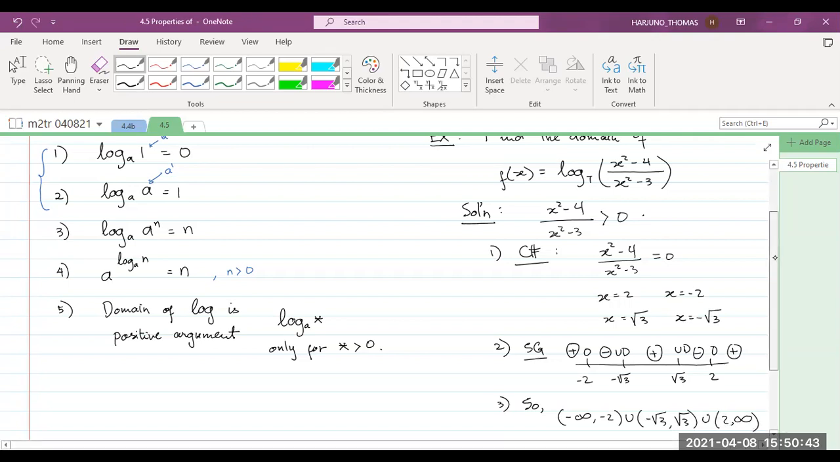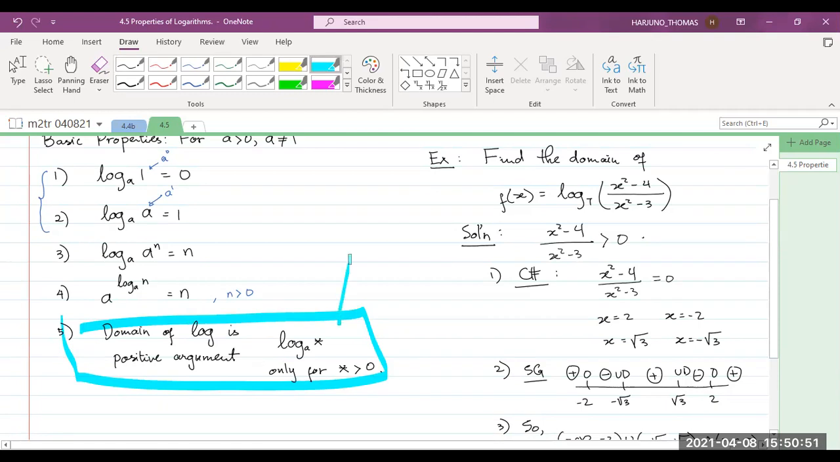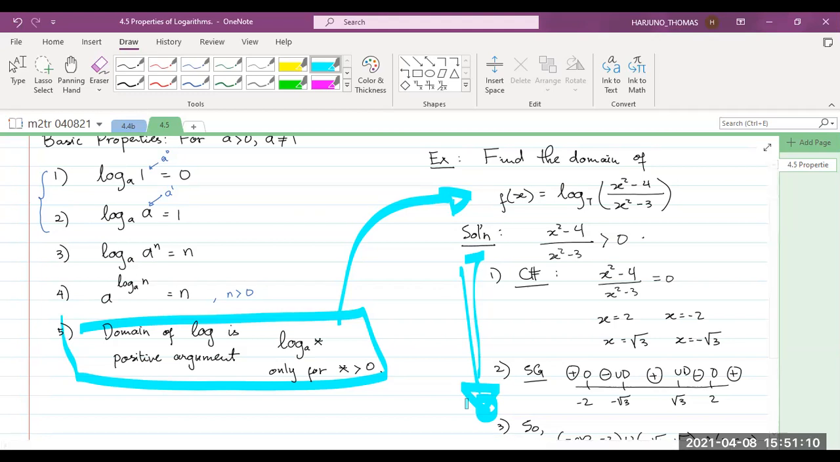Now, the work that we do in this example solely relies on that fact from the log part. How to execute that, we learned from chapter 1, solving nonlinear inequalities, or maybe chapter 2, I don't remember precisely. Those are the basic properties of logs.